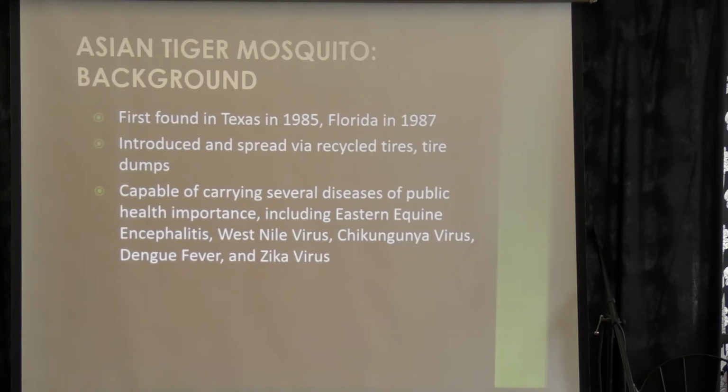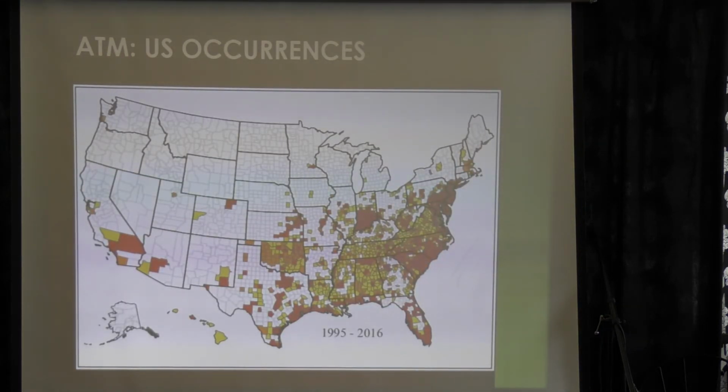Asian tiger mosquito is a container breeder and has been shipped all over the world in recycled tires and is breeding at tire dumps. It's capable of carrying all of those different diseases and also Eastern equine and West Nile virus. This is a map showing every place where we found Asian tiger mosquito, and you can see that it has been showing up in New England more now than like in the past 20 or 30 years.